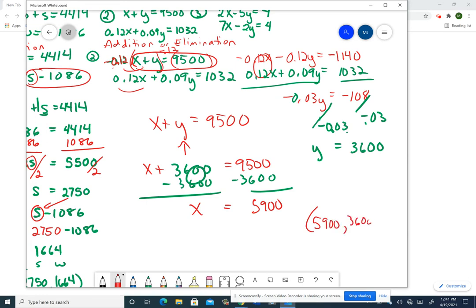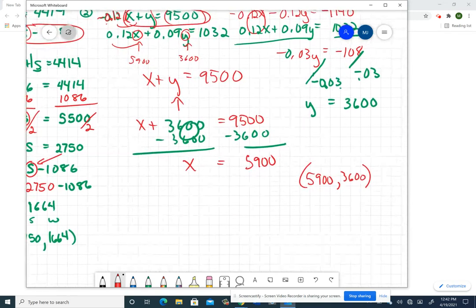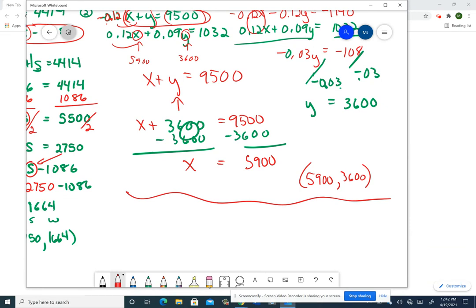Okay, and then your ordered pair would be 5,900, comma 3600. And you can check that you're right by putting in the 5900 for the x and putting in the 3600 over here for the y, and then seeing if 0.12 times 5900 plus 0.09 times 3600 really does equal 1032. That's the way to check it. So that one was weird because it had decimals in it. Now, when you look at an example, they might have you do it a slightly different way, and maybe you'll like it better. I don't, because it causes me to get such really big numbers.